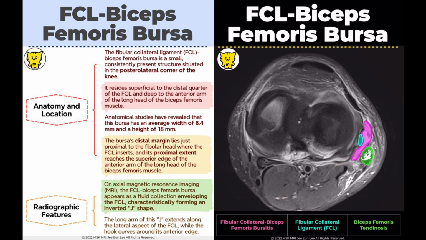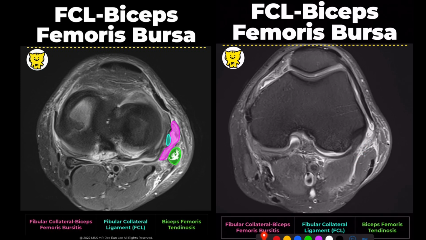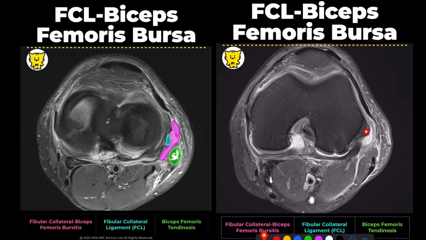Now, let's examine its location on the axial image. This bursitis is positioned deep to the short head of the biceps femoris and its posterior aspect, while being more superficial than the plantaris and the lateral head of the gastrocnemius muscle. Additionally, it lies superficial to the lateral collateral ligament.